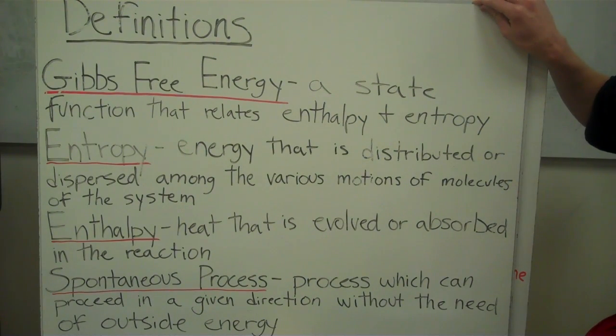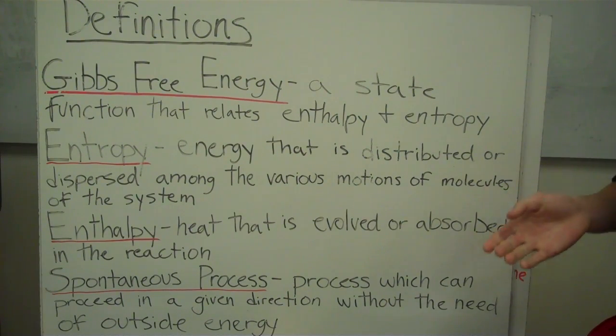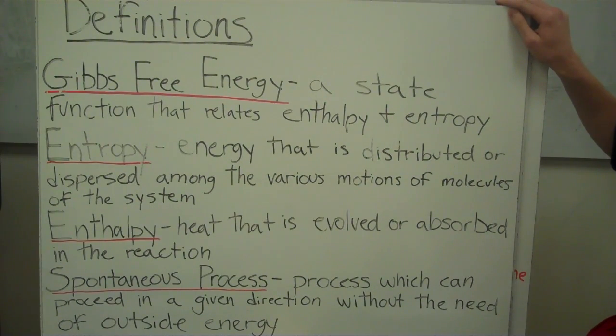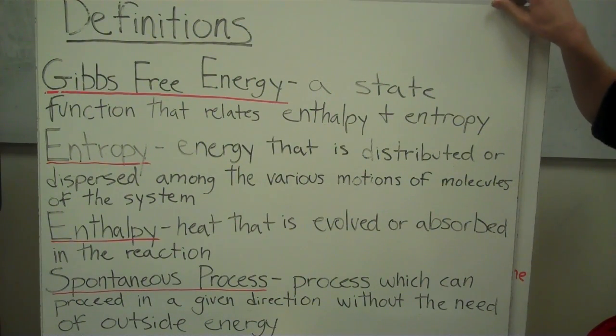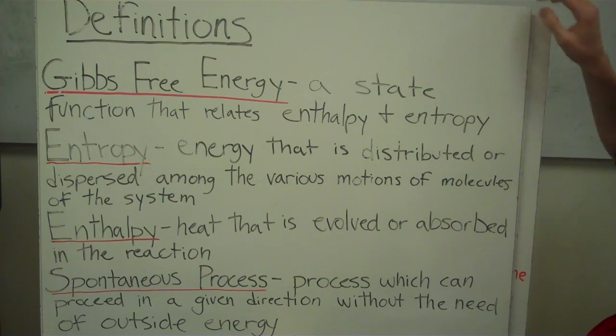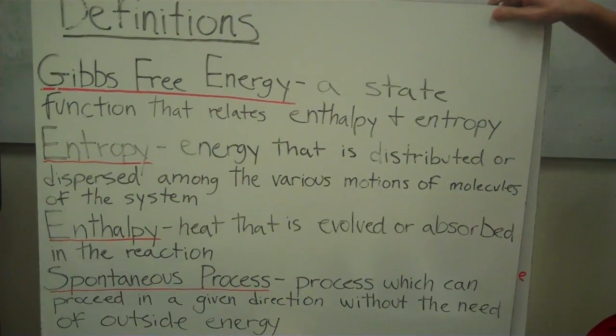Entropy is energy that is distributed or dispersed among the various motions of molecules of the system. Often it is the measure of randomness. Enthalpy is heat that is evolved or absorbed in the reaction, so heat exchange during the reaction. A spontaneous process is one that can go forward or continue without the need of any outside energy.